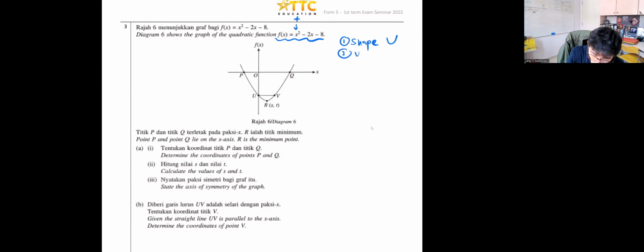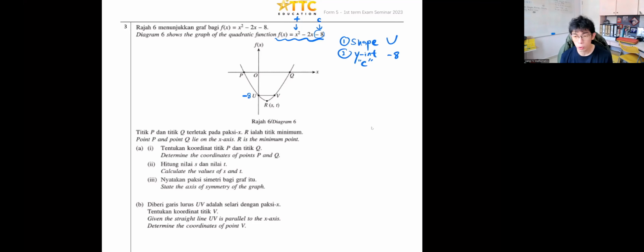Then the second one, after you talk about shape, is the y-intercept. Everyone in the chat, can you tell me what is your y-intercept for this case? It's quite obvious. Yeah, it's -8. So that's the c. As you can see over here, it's -8, so I will just instantly put my -8 there.